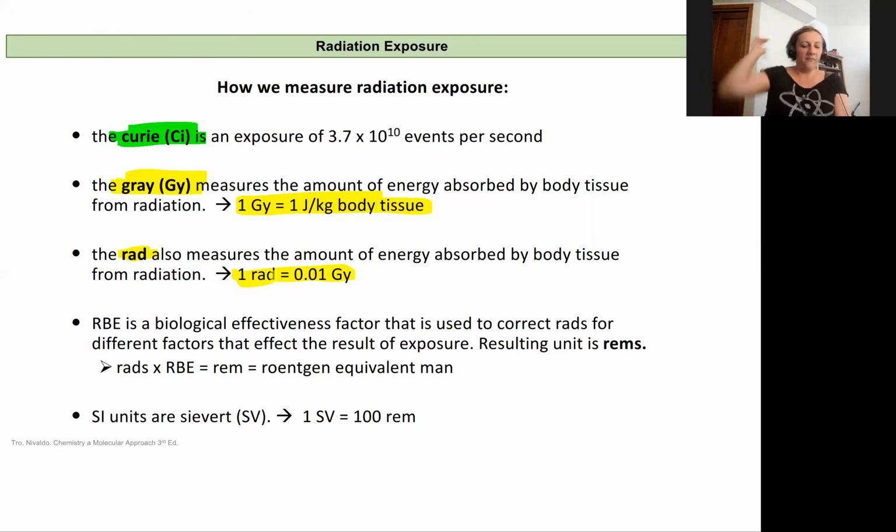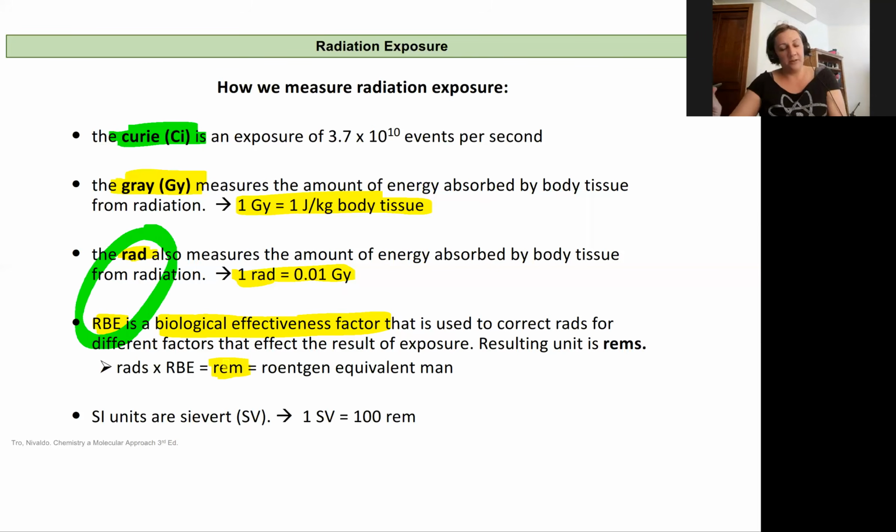Then we have RBE, which is Roentgen Equivalent Man. Oh, sorry, that's REM. RBE is really a biological effectiveness factor, so it itself isn't actually a measure. But what we do is we multiply an RBE times a rad. We take these two together, and that's what our REM is. So REM is a Roentgen equivalent man.